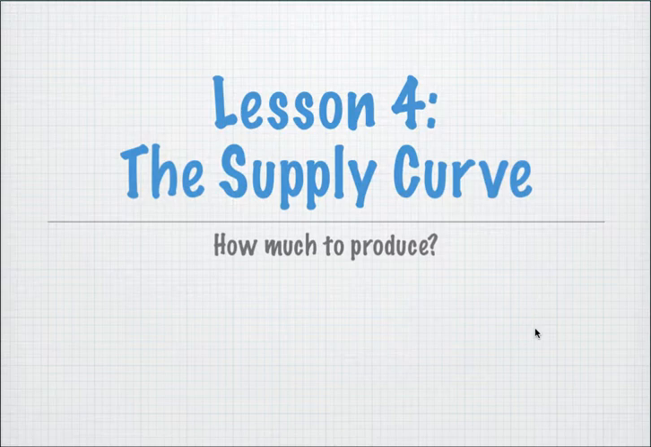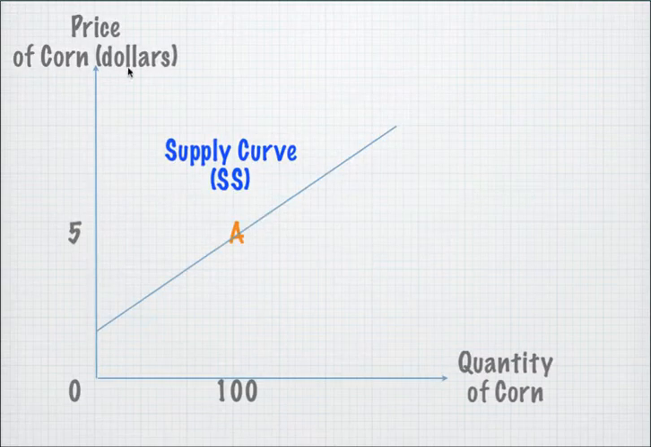So for today, we'll be looking at how producers make their decisions, and we'll represent this with a simple diagram which is called the supply curve. This curve, as you can see, looks very similar to the demand curve, except that it is upward sloping instead of downward sloping. So on the y-axis, we have, as usual, the price of the good. On the x-axis, we have the quantity of the good.